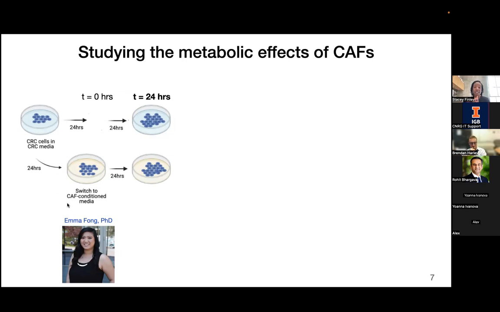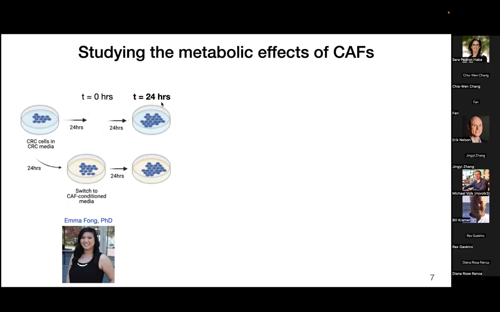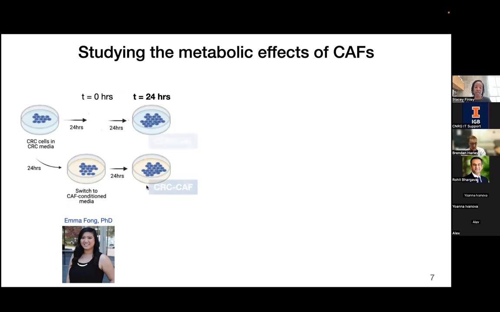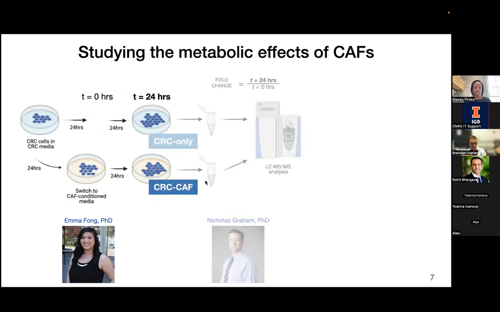By this, I mean separately, she had cultured CAFs for about 72 hours, and then taken the media that they were growing in and used that now to culture the colorectal cancer cells. And that is then allowed to move forward for 24 hours. So we have these two time points and these two conditions, where colorectal cancer cells are staying in their own CRC media, or where they're switched to CAF conditioned media. Those are the two conditions that we have.